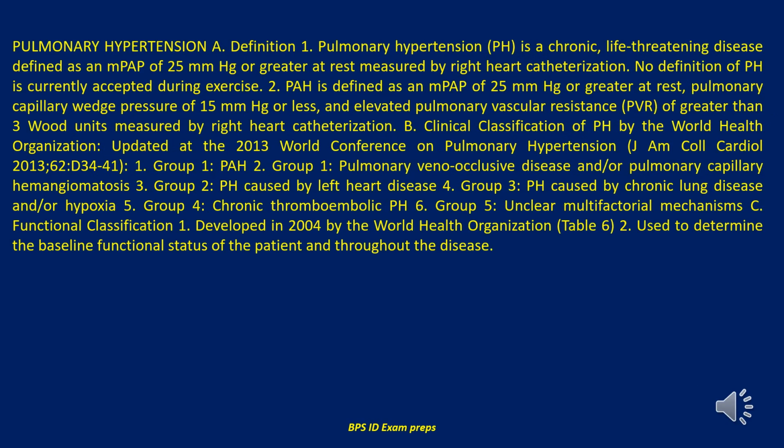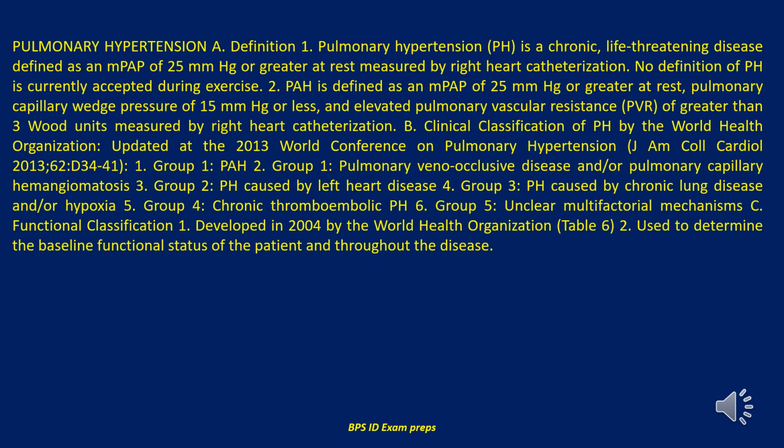We will now discuss pulmonary hypertension, abbreviated as PAH. A. Definition. 1. Pulmonary hypertension, abbreviated as PH, is a chronic, life-threatening disease defined as an mPAP of 25 mm of mercury or greater at rest measured by right heart catheterization. No definition of PH is currently accepted during exercise.